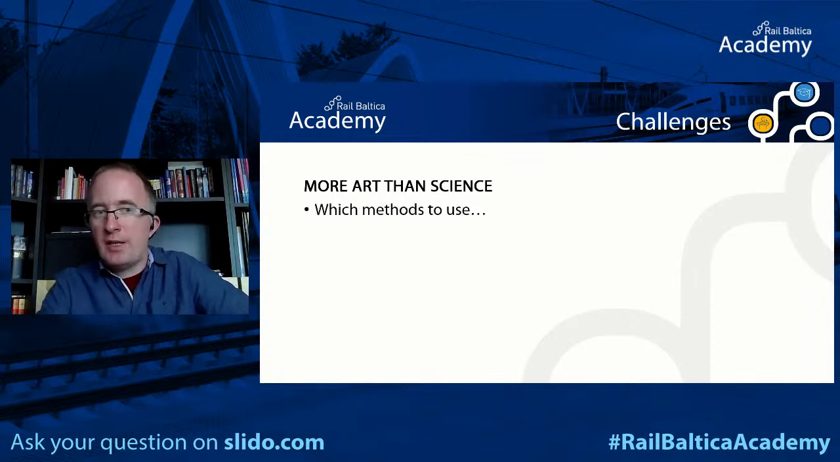Just a few examples. Of course we have methods, but which methods do we use? Do we use FMEA or FTA or any other methods? We definitely have no one method that would allow us to find all the hazards. There's always a mixture of methods needed, and this is subjective, which methods we will use and in which way.